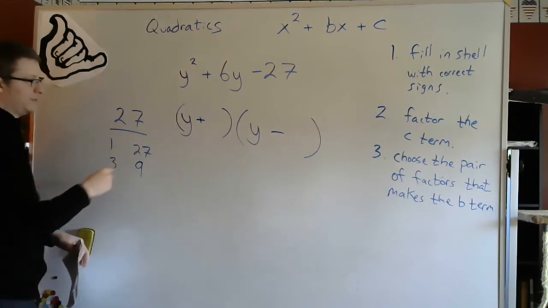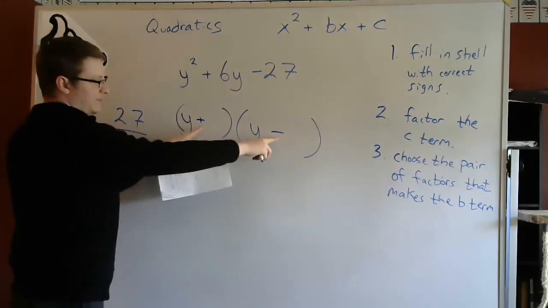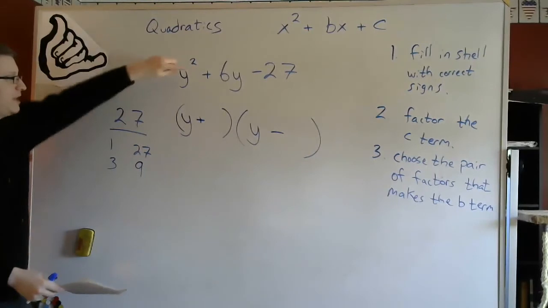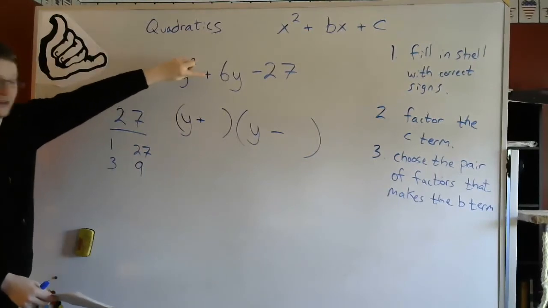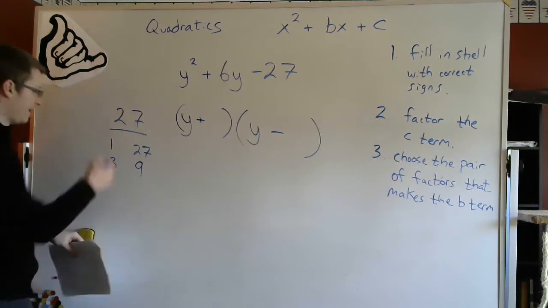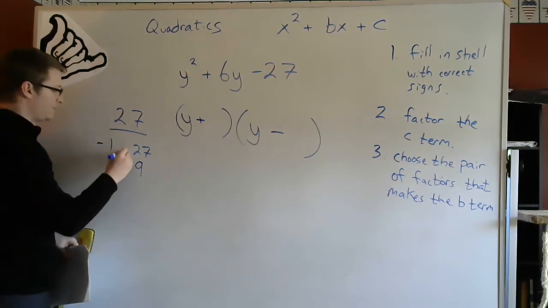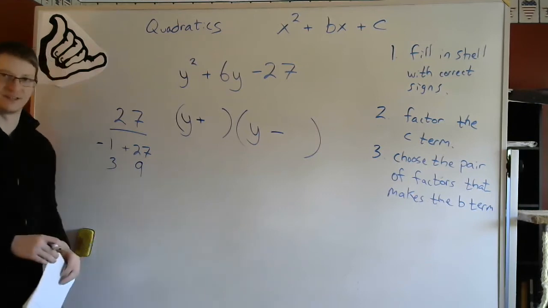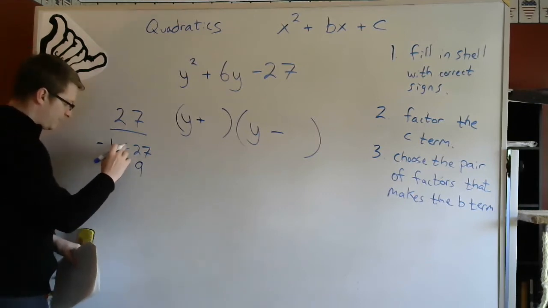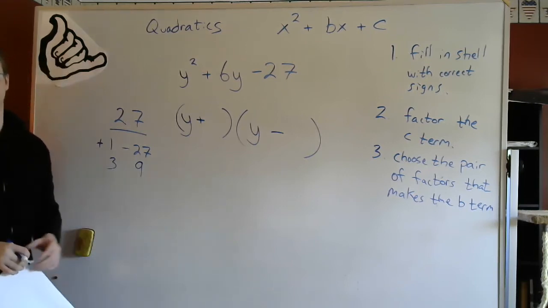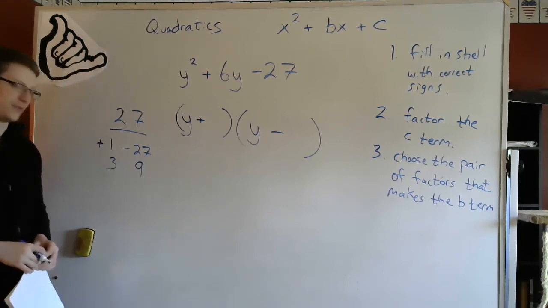Now of these terms, notice I got a plus and a minus sign. Which ones can I put the plus or minus sign on to make me a 6? Definitely not the 1 and 27. I have no way of doing that. If I put the minus sign here on the 1 and the plus on the 27, I don't get 6. I get 26. And if I do it the opposite way, where I have the plus on the 1 and the minus on the 27, now I've got negative 26. So I don't want that.